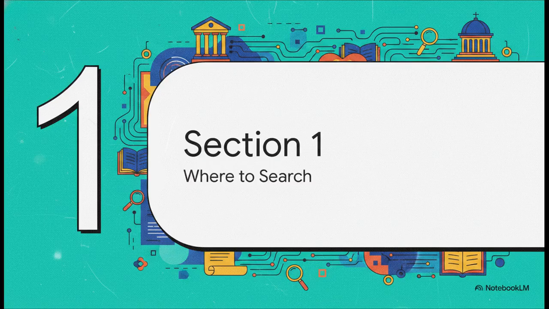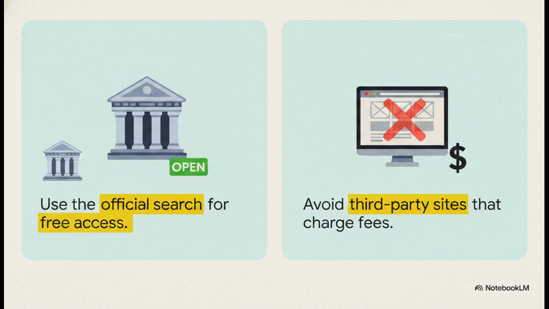Section 1. Where to search. You want the Iowa Courts online search platform. This is it, the official state gateway. Basic searches here are completely free and you don't even need to register. Do not pay predatory third-party sites for public data. And, hey, make sure you don't confuse this with the federal PACER system. PACER charges 10 cents a page. We want the free official state site.